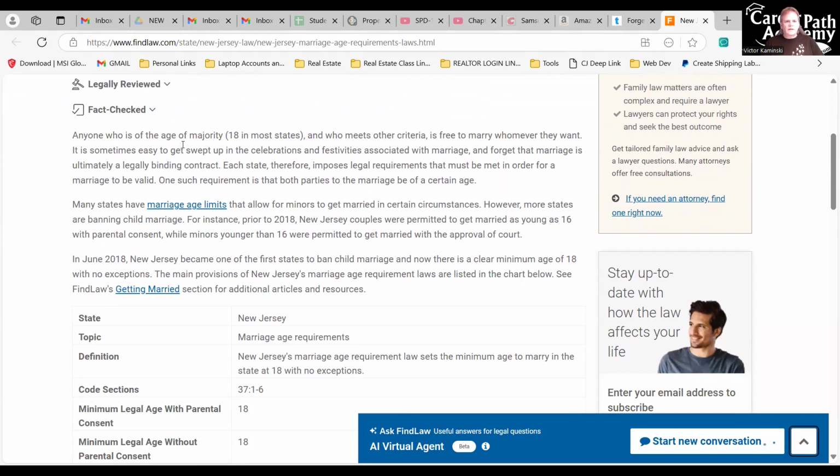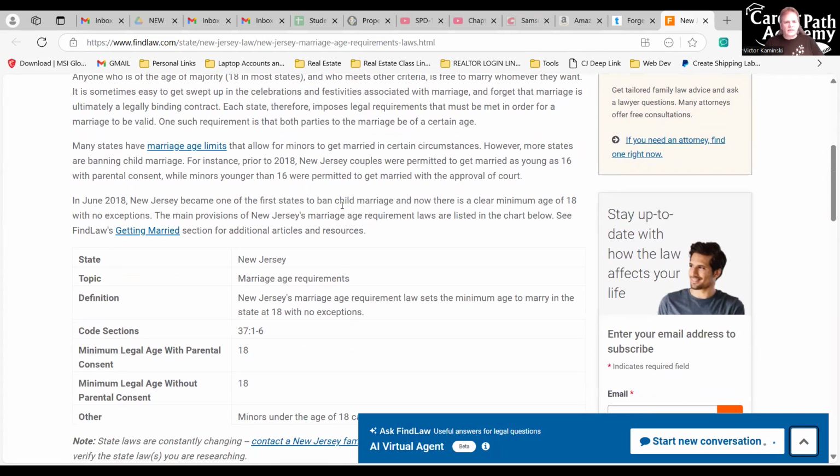Anyone who's of the age of majority, 18 in most states, okay, you can marry whoever you want. Okay, now here's what it is in New Jersey. Many states have marriage age limits. Used to be in New Jersey, you could get married as young as 16 with parental consent, or a court could approve that. But June 2018, New Jersey became one of the first states to ban child marriages.